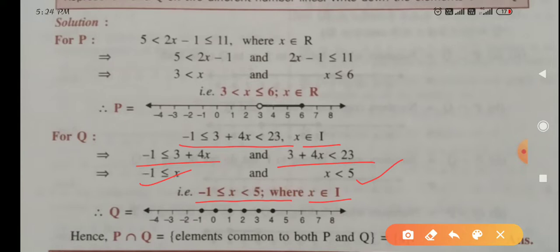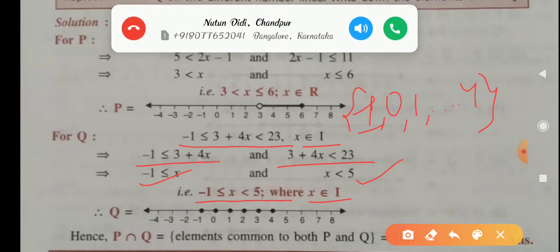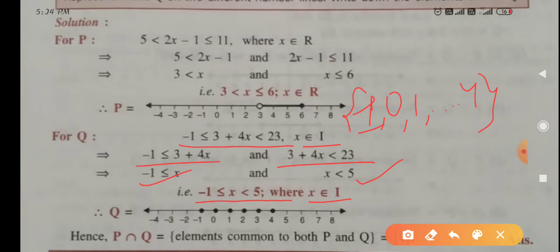Now integers from minus 1 to less than 5 you have to take. So they will be minus 1, 0, 1, then 2, 3 and 4, because less than 5 means till 4 you have to take. Now you represent them on the number line: minus 1, 0, plus 1, plus 2, plus 3, plus 4. Only dots will be represented, because it is a case of integers.